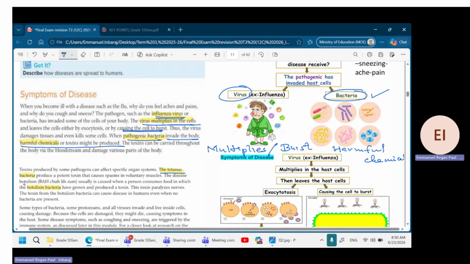Then one more thing that you should learn here about two diseases: the tetanus bacteria and botulism bacteria. There are two types of bacteria given in this page. One is the tetanus bacteria. The tetanus bacteria produces a potent toxin that causes spasm in voluntary muscles. The botulism bacteria paralyzes the nerves. So remember these two. Remember this, okay? I will show you one question on this.